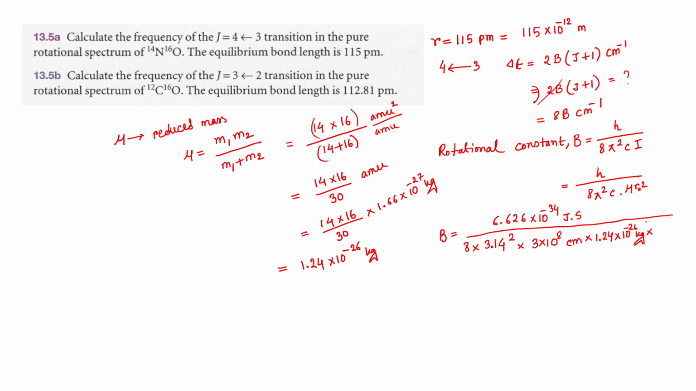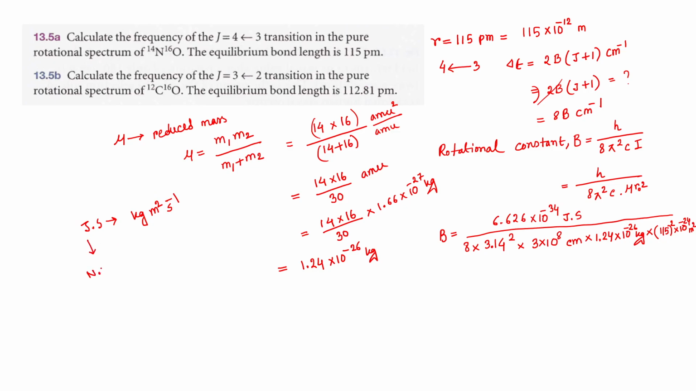And what is R0? It is given in picometers, but square of that, 115 square, and I will take 10 to the minus 24. This is meter square. What is joule? Joule second is actually kg meter square second inverse. How to do that?